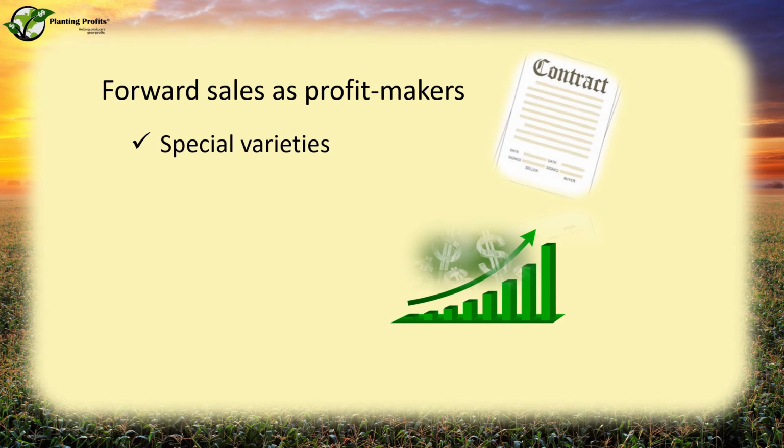Another way to increase income is to increase forward sales for one or more crops, assuming good prices are being offered. Forward sales are normally considered a risk management tool, but forward sales can be profit makers. For example, growing special varieties, meeting key delivery dates, providing high-quality product can all command premiums. In planting profits, there are two types of forward sales: firm and proposed.